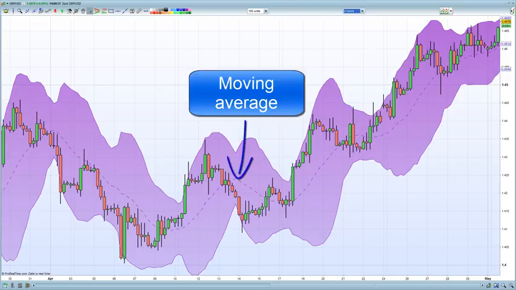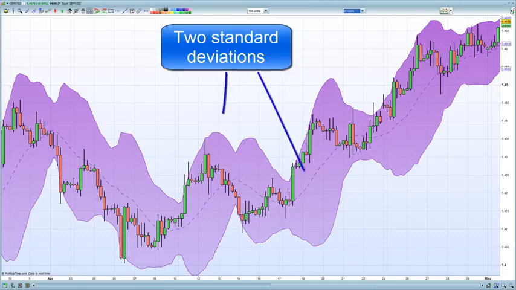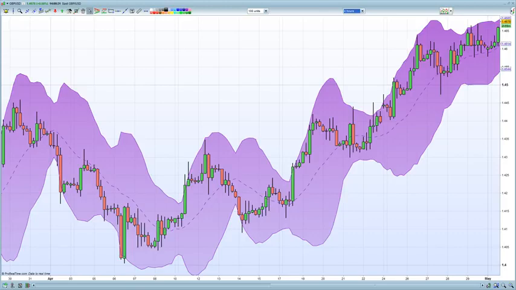A Bollinger Band starts off with a simple moving average. It then has 2 standard deviations plotted away from it. That sounds a mouthful, but the important part is because standard deviation is a measure of volatility, Bollinger Bands adjust themselves to current market conditions.